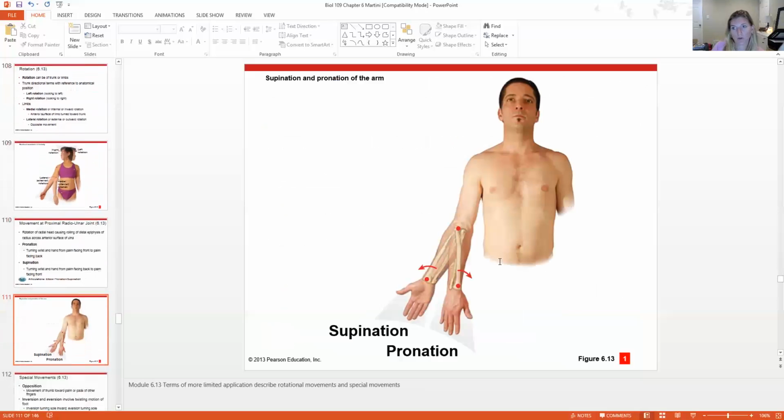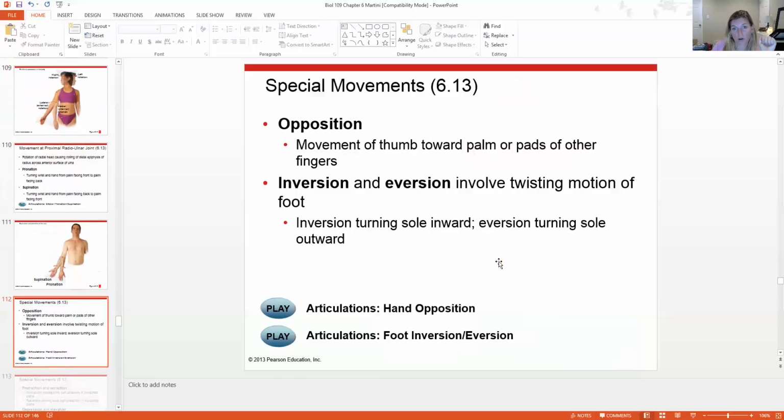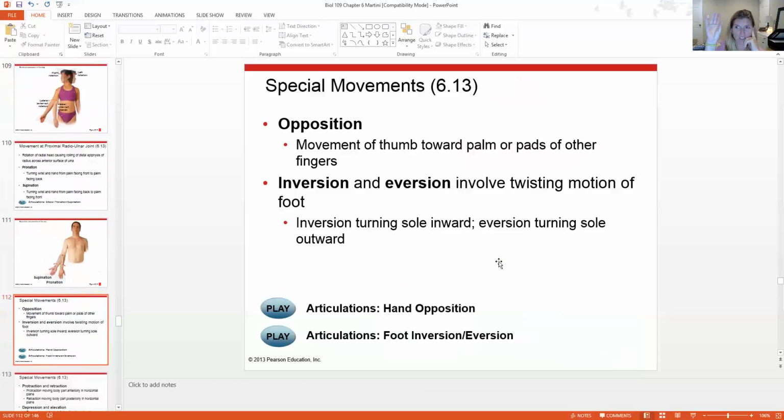Pronation and supination are specific to the forearm. Opposition is specific to the thumb. Inversion and eversion deal with your feet. I'm doing it with my foot, but obviously you can't see it right now. Inversion is moving your foot inward. Eversion is pushing your foot outward.